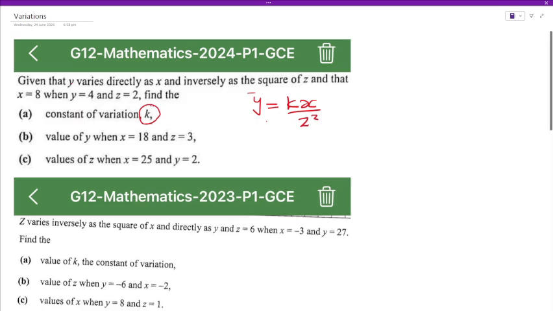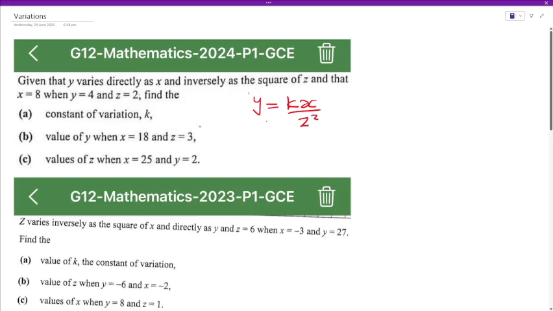The value of K. So you notice they're now saying that X is equal to 8 when Y is 4 and Z is equal to 2. They're simply saying plug these into your formula to find the value of what? The value of K. Because usually the first question they'll ask you is to find the constant of variation, which is a K. It's called the constant of variation because it's the only value that doesn't change.